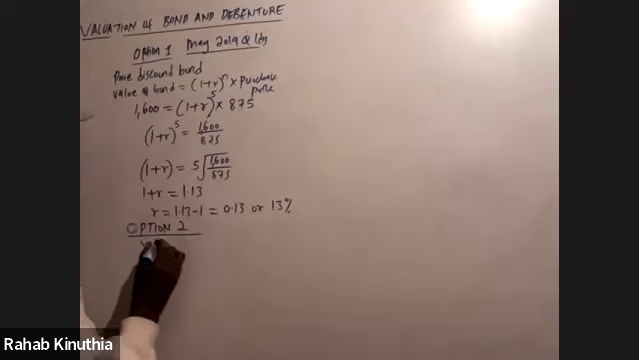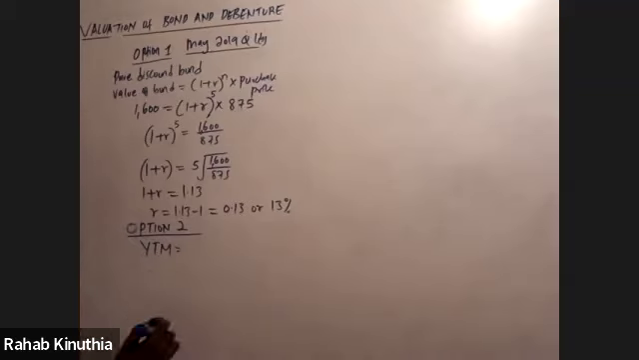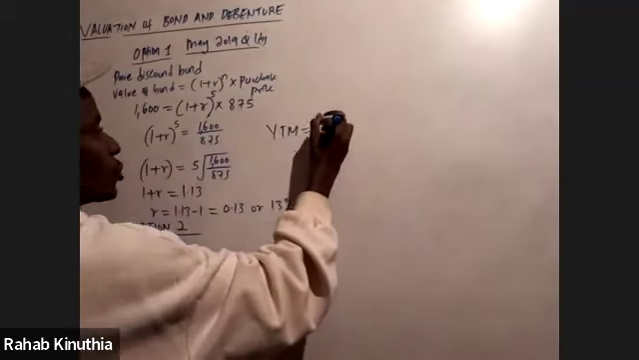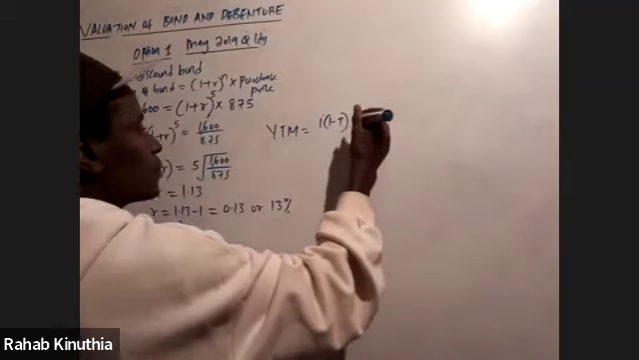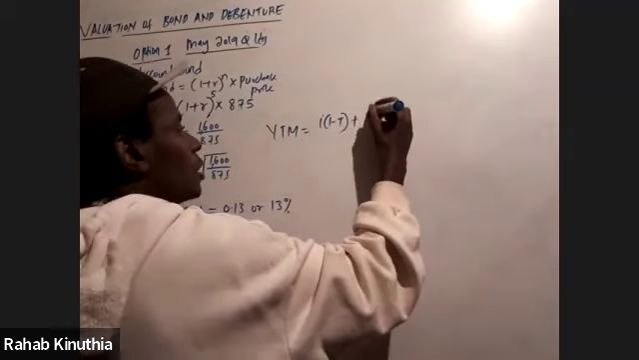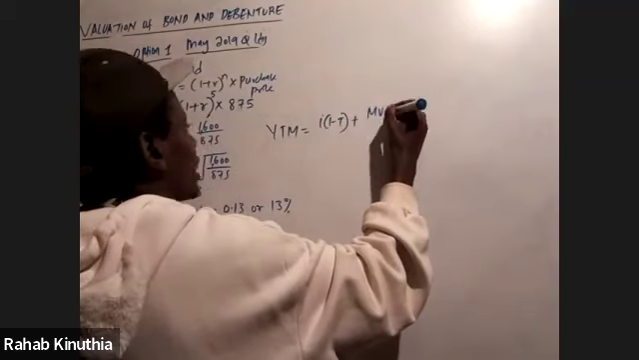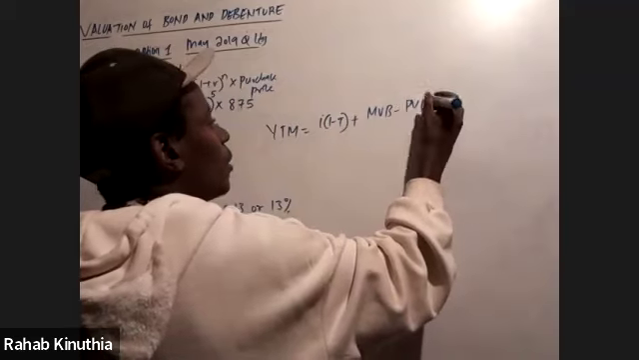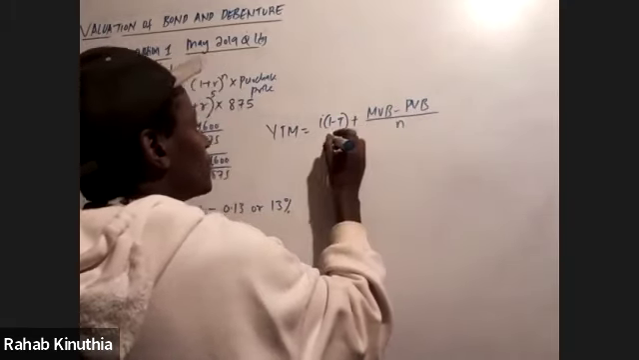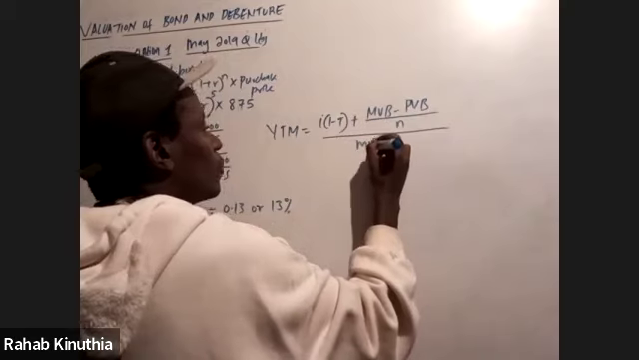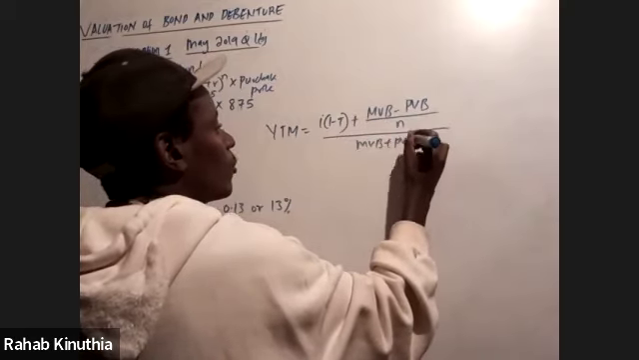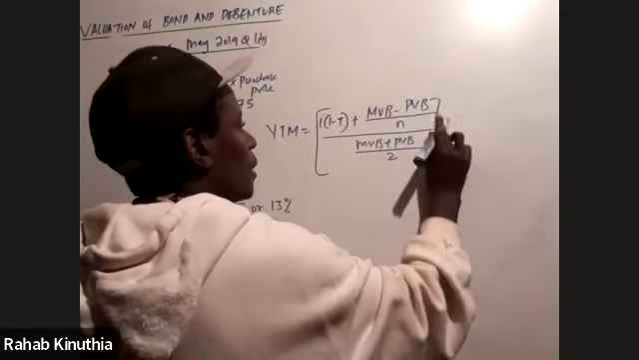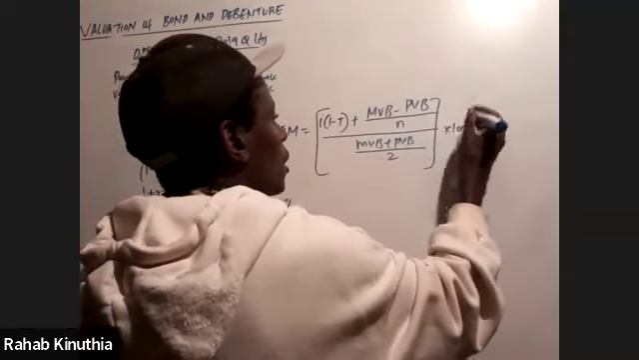So yield to maturity. So the formula iko inakaa hivi. It was I times 1 minus T plus the market value. In bond, kuhusu bond, par value of the bond over N over the market value of the bond plus par value of the bond divided by 2. Then you're supposed to multiply by 100.